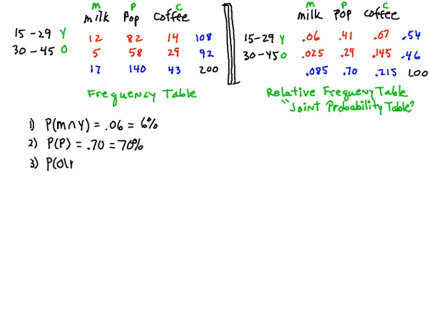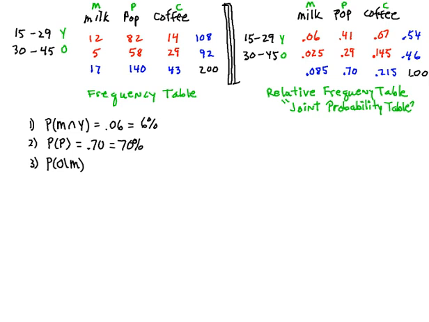We're given that they prefer milk. So this is read probability of O given M. We're told that this person is already someone who's preferring milk. So they're not just someone out of 200. They're actually someone out of 17.